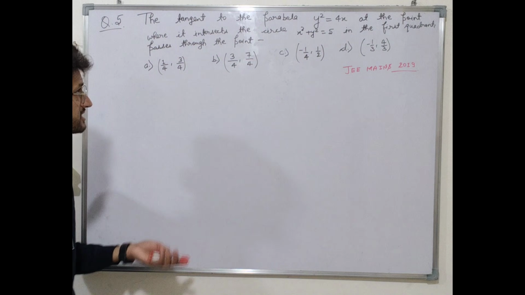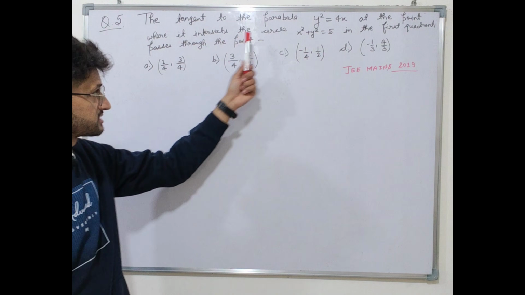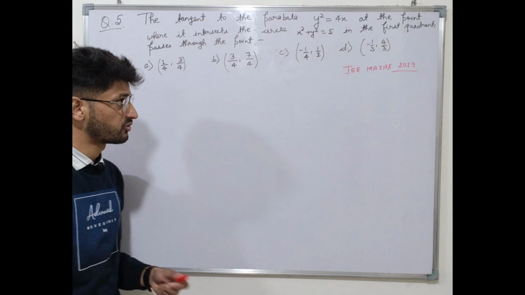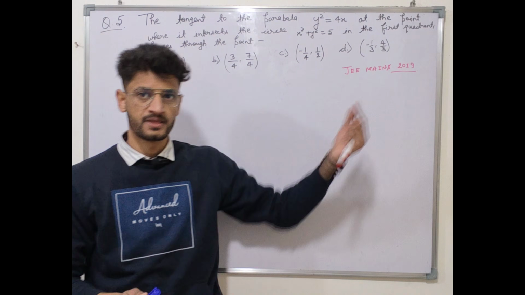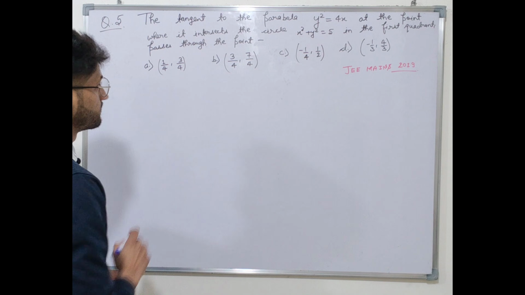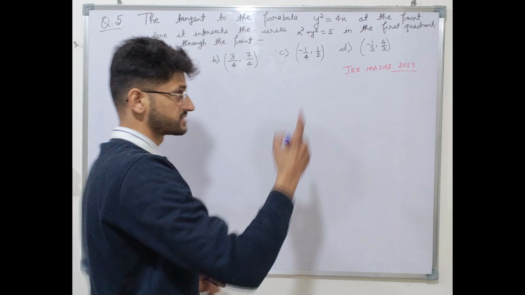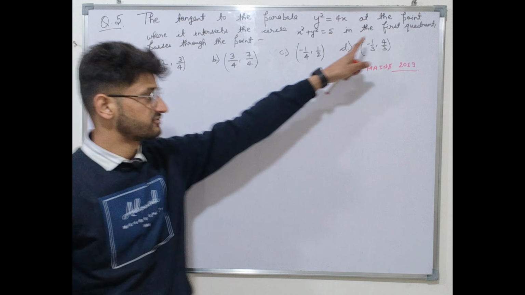The question is: The tangent to the parabola y square equals 4x at the point where it intersects the circle x square plus y square equals 5 in the first quadrant passes through the point. We have been given 4 options and this question was asked in JEE Mains 2019. So we need to write the tangent to the parabola y square equals 4x at the point where it intersects the circle in the first quadrant.